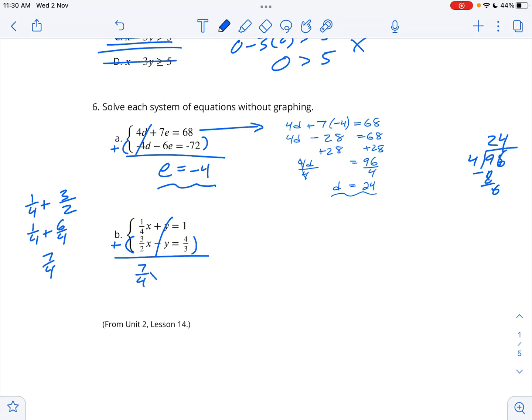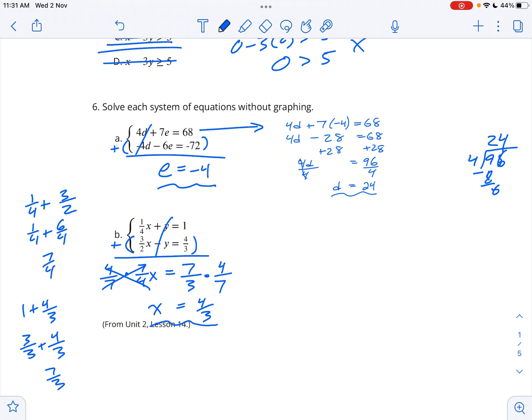So I'm going to get 7/4 x is equal to, and then I've got to do 1 plus 4/3, which is the same as 3/3 plus 4/3, which is 7/3. So 7/4 x equals 7/3. Multiply both sides by 4/7, because that would eliminate the fraction from the left side. Multiply this side by 4/7, and I get x is equal to 4/3. That's the first half of my answer.